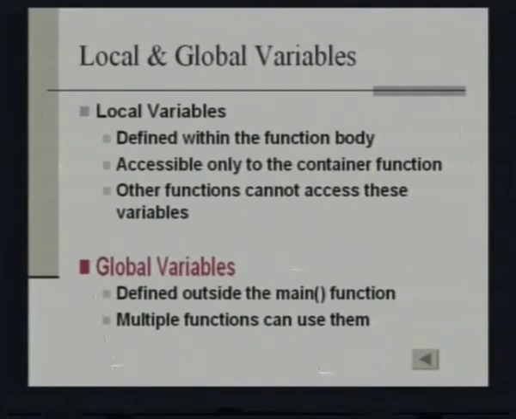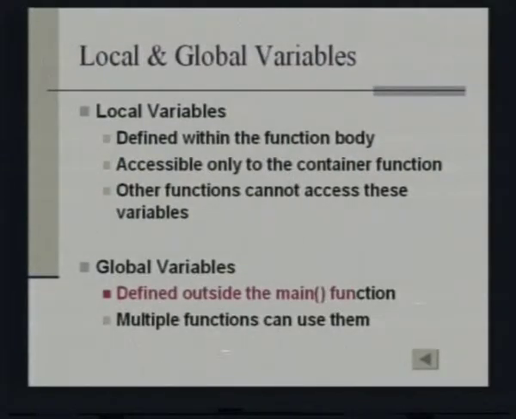Global variables are defined outside the main function. That is, even before the starting of the C program they are defined, say after the header files. We all know the header files come first, after that the main function starts. So between the header files and the main function, generally these global variables are declared. Global in the sense they are accessible by all the functions in C, they are visible to all the functions and they can be used anywhere. So multiple functions can use them as they are defined outside the main function. So this is the definition of local and global variables.